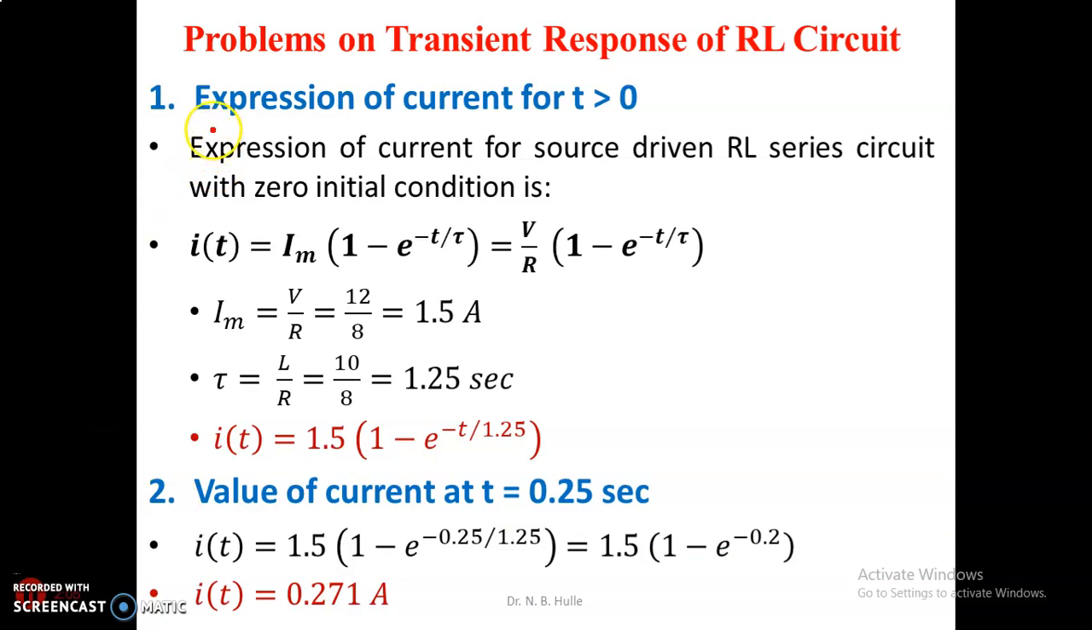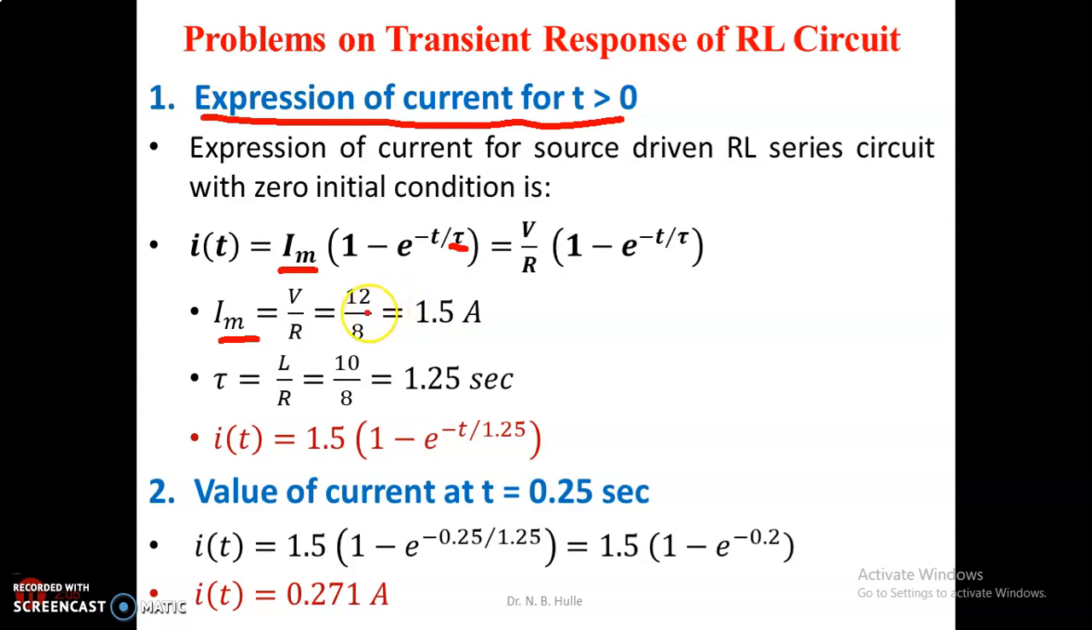The first point is the expression for current for t greater than 0. The expression for the current for a source driven RL circuit with 0 initial condition is given by I of t is equal to Im into 1 minus e raised to power of minus t by tau, which is the same as V upon R in bracket 1 minus e raised to power of minus t by tau. First we will find Im and tau, and then we can express this. Im is equal to V upon R.